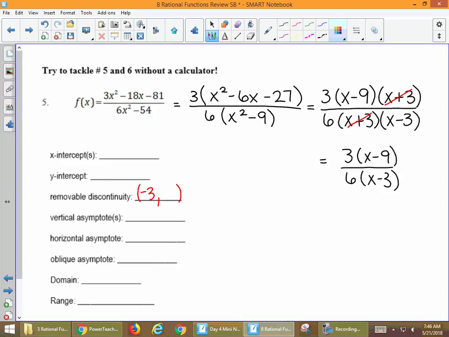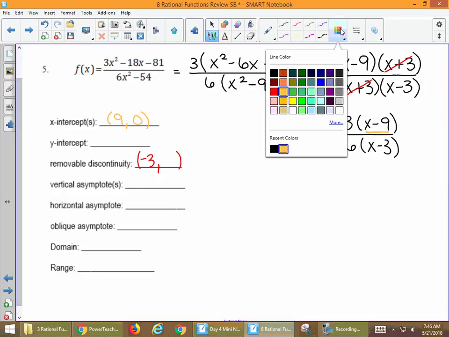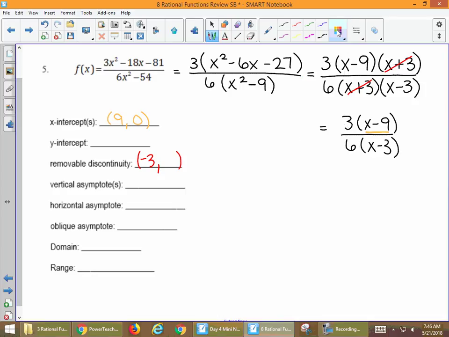Okay. Here's what we got. X-intercepts come from the numerator, just our x's. So that x minus 9 is going to give us an x-intercept of 9, 0. The other 2 things I can pull just from what we got going on here: vertical asymptote comes from the denominator, that x minus 3. So a vertical asymptote is x equals 3.